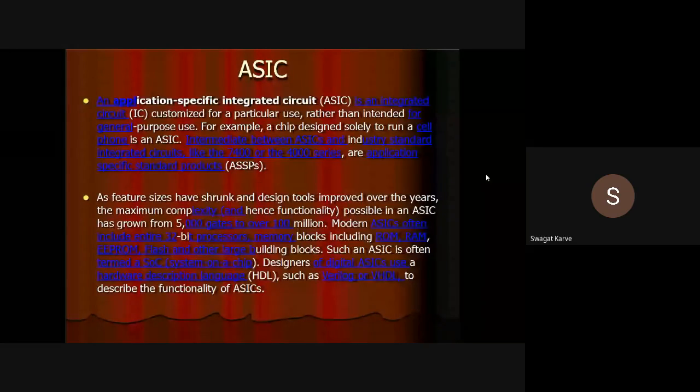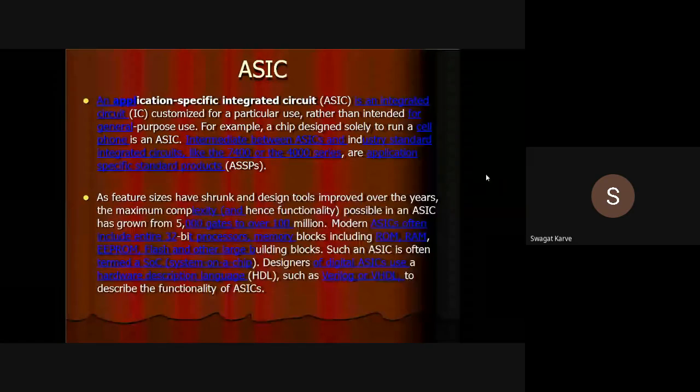ASIC can have as much as 5,000 gates, and it can be extended up to over 100 million gates. If you take the ASIC of your mobile, it has more than 30-50 billion gates. It is there, right?